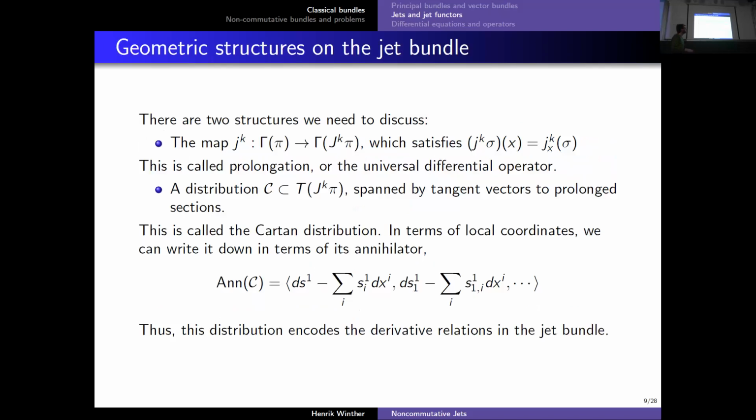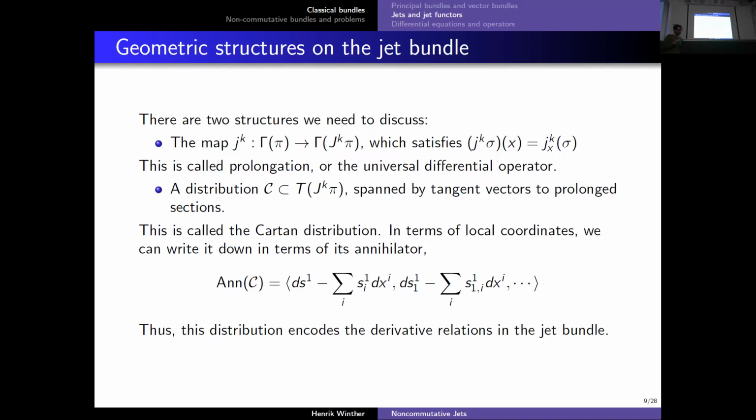So we have some geometric structures on the jet bundle, which will be important for us later. The first and most primitive one is like the universal differentiation, where we just map a section to its equivalence class in the k-jet bundle. And that's just a kind of tautological thing, but it's also a kind of universal construction, so it turns out to be important. And in a non-commutative setting, we'll just have to compute it later. It's not that trivial there, at least in our example.